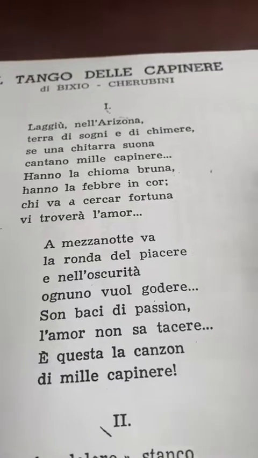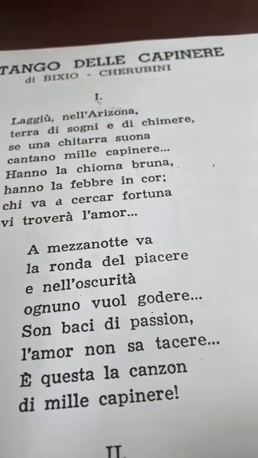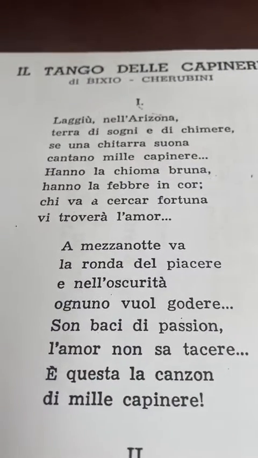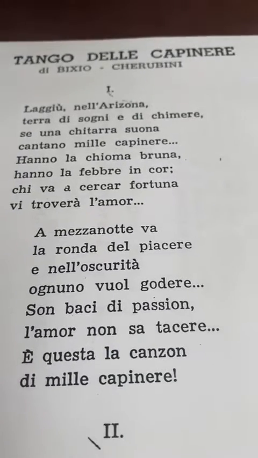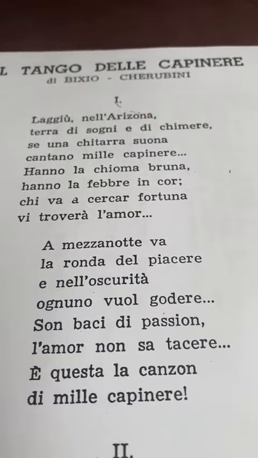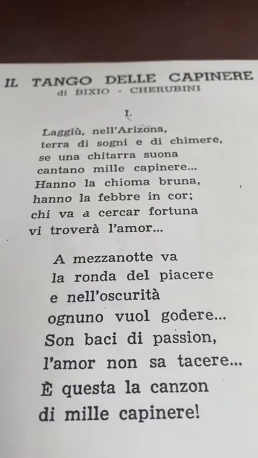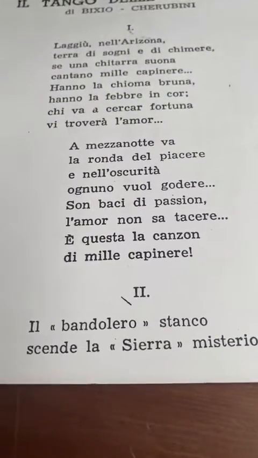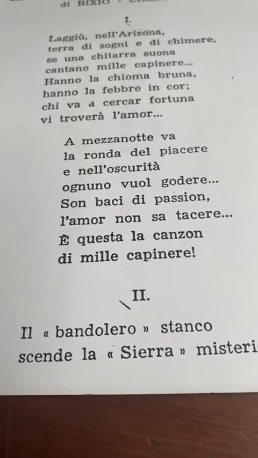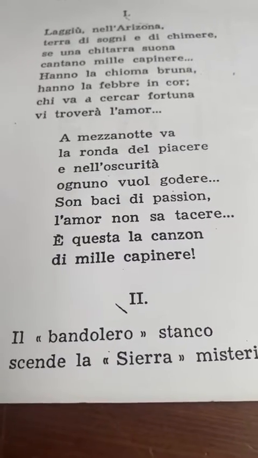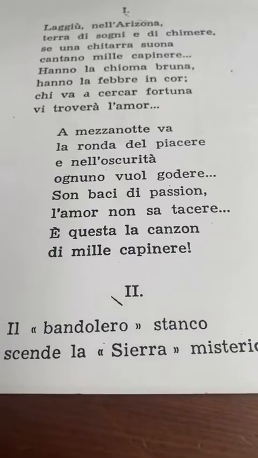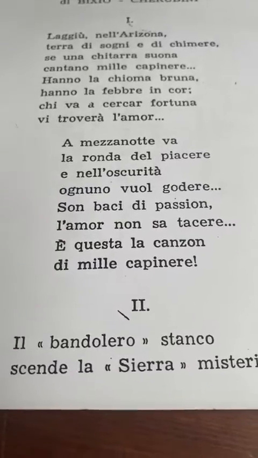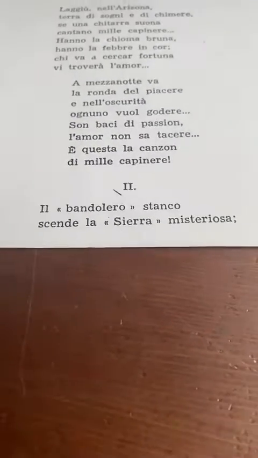Il tango delle capinere. Laggiù nell'Arizona, terra di sogni e di chimere, se una chitarra suona, cantano mille capinere. Hanno la chioma bruna, hanno la febbre in cor, chi va a cercar fortuna vi troverà l'amor. A mezzanotte va la ronda del piacere e nell'oscurità ognuno vuol godere. Son baci di passion, l'amor non sa tacere, e questa la canzone di mille capinere.